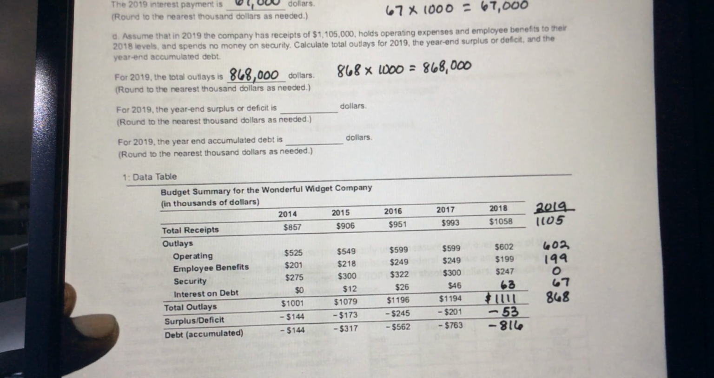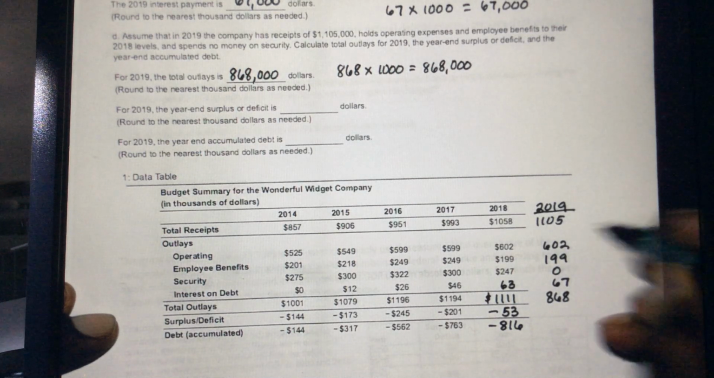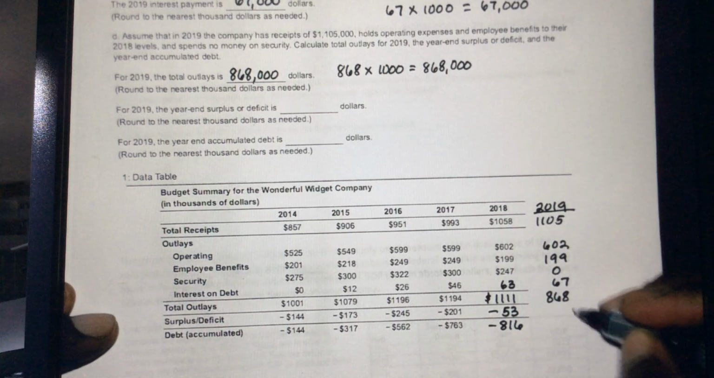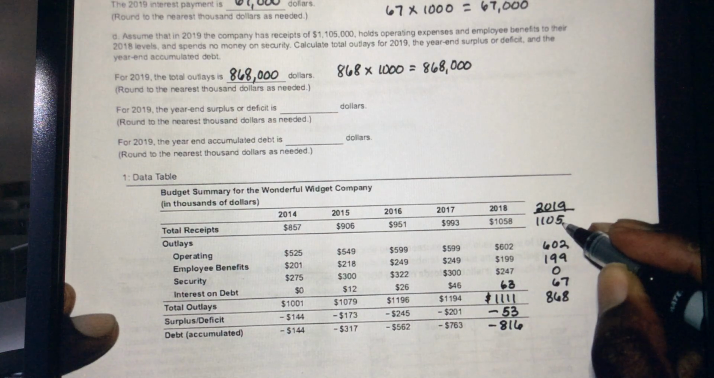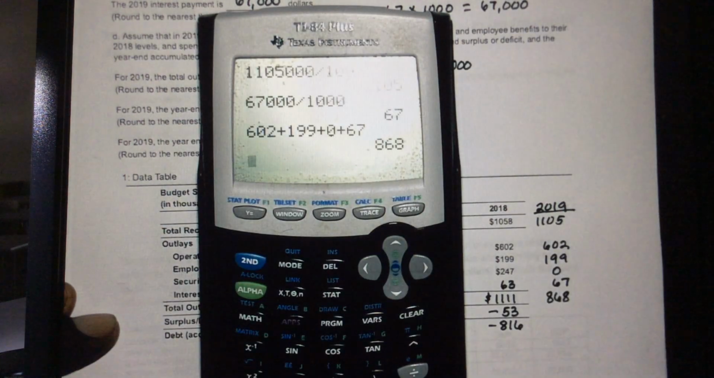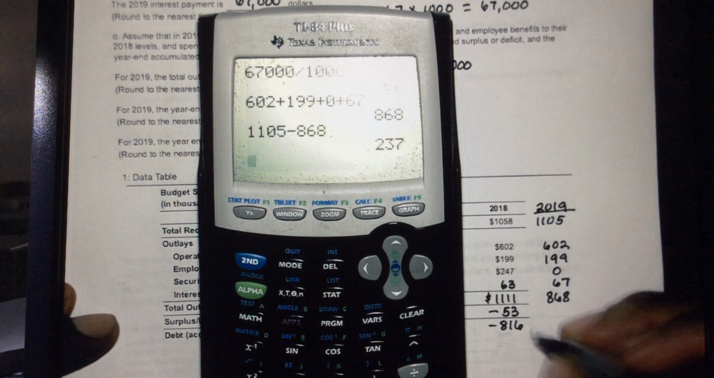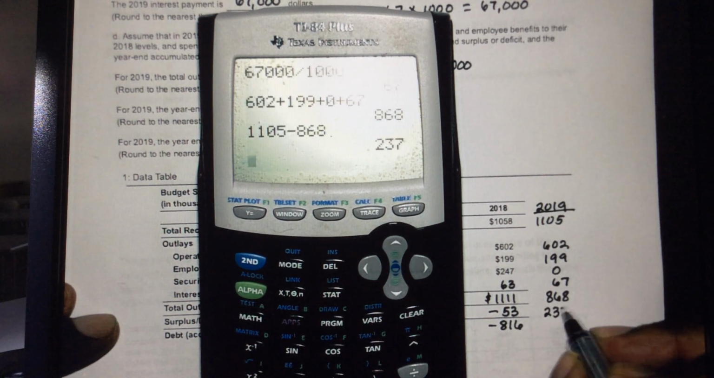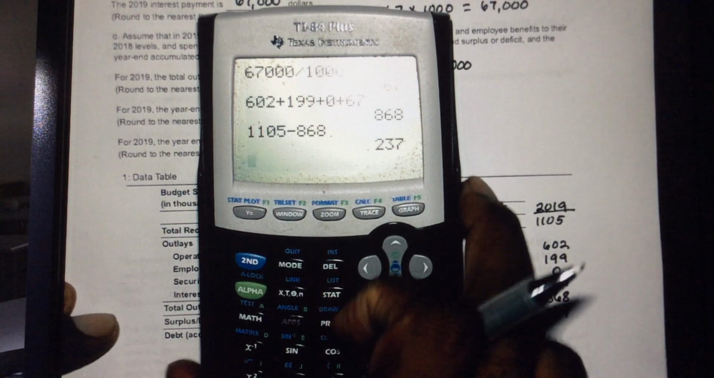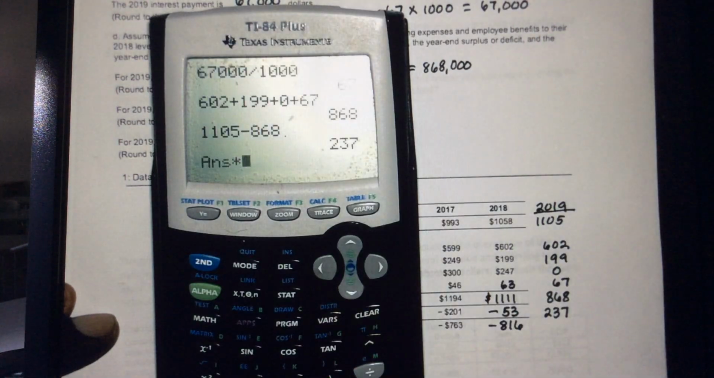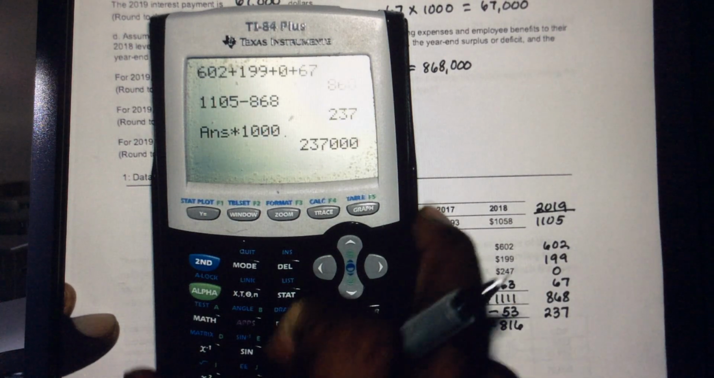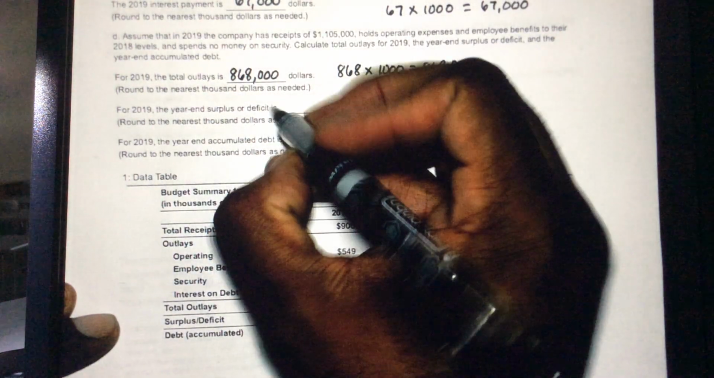And then for the 2019 year-end surplus or deficit, in this case we take our receipts and subtract the outlays. So we take the 1,105, subtract 868 from it, you're going to get a surplus of 237. But it's actually in thousands of dollars, so you have to multiply by 1,000. That'll give you $237,000.